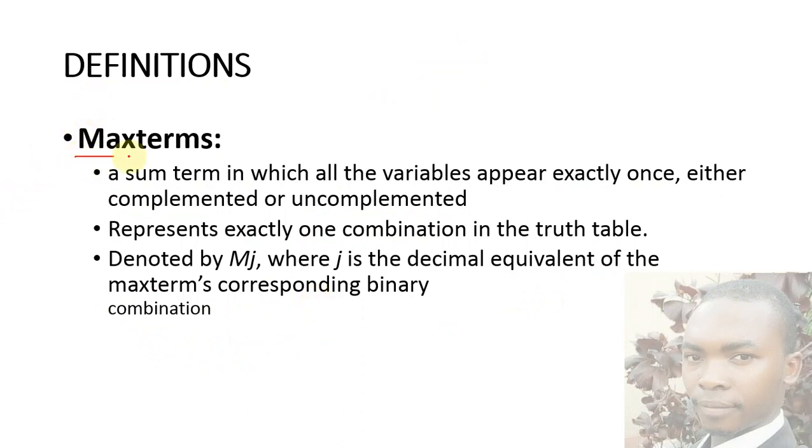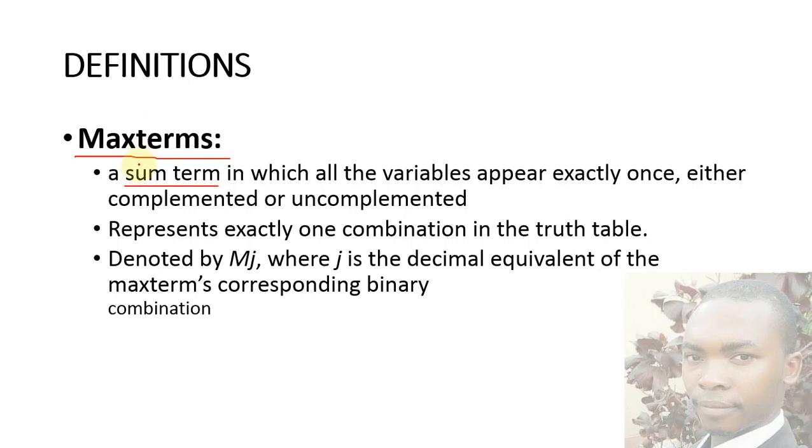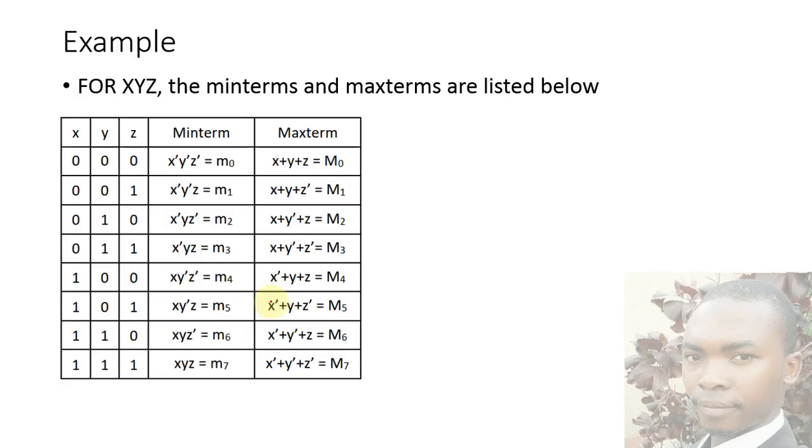Then a maxterm is the opposite of a minterm. This is a sum term. In minterms, this is a product term, and in the maxterm, this is a sum term. Please note that. Variables appear exactly once, either complemented or uncomplemented, and we shall be using Mj to denote a maxterm. All right, so let's look at the example.